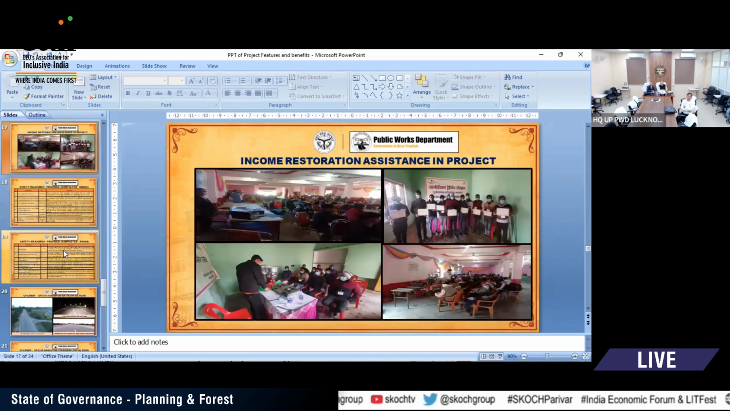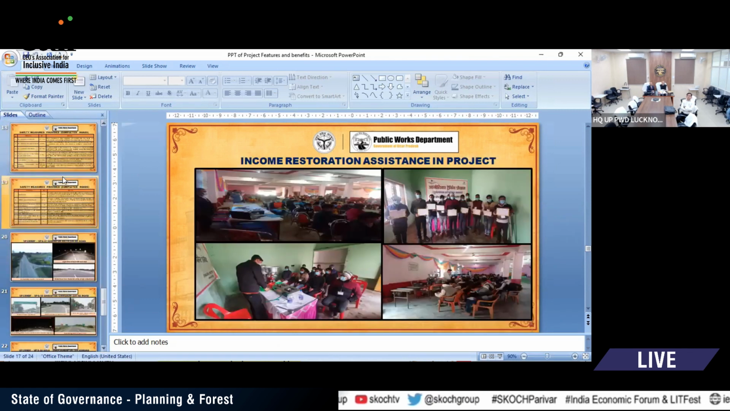Next. These are income restoration, as I told, as a social safeguard. We provided income restoration assistance. Also, we make it a very important part of the project, and we are implementing it in all the packages.